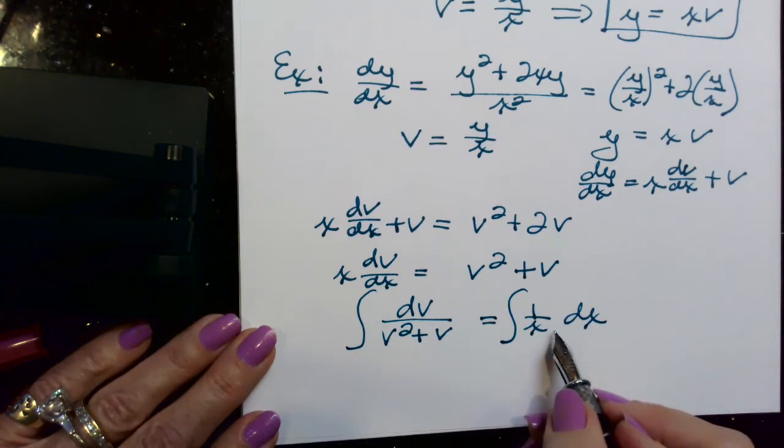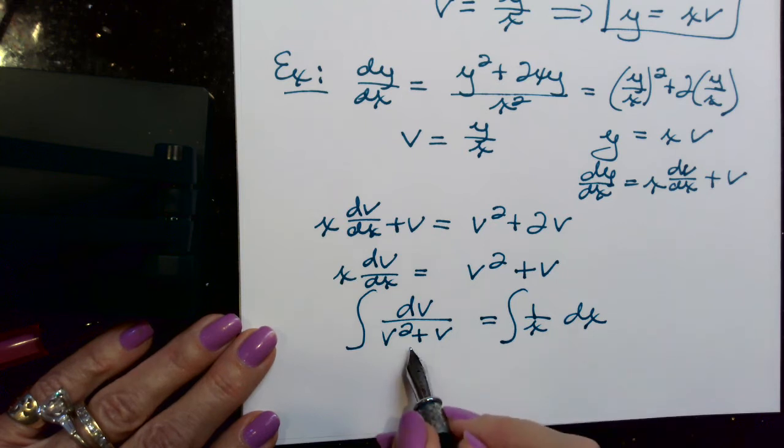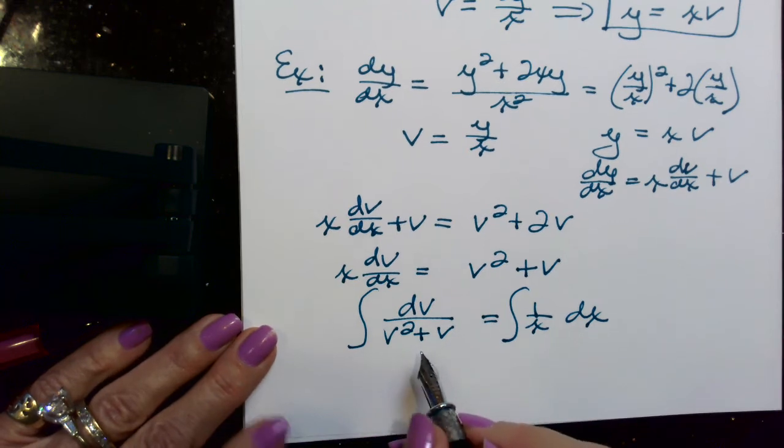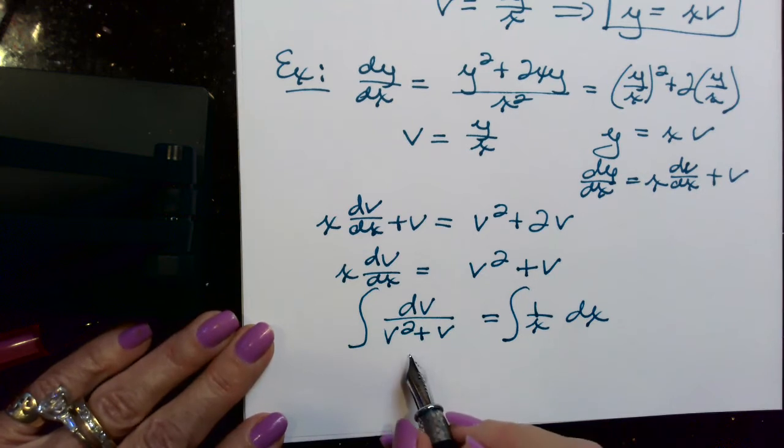This right-hand side is easy to integrate. You get ln absolute value of x. What about this left side? How do you integrate that? This is where you have to start to remember your calculus 2.